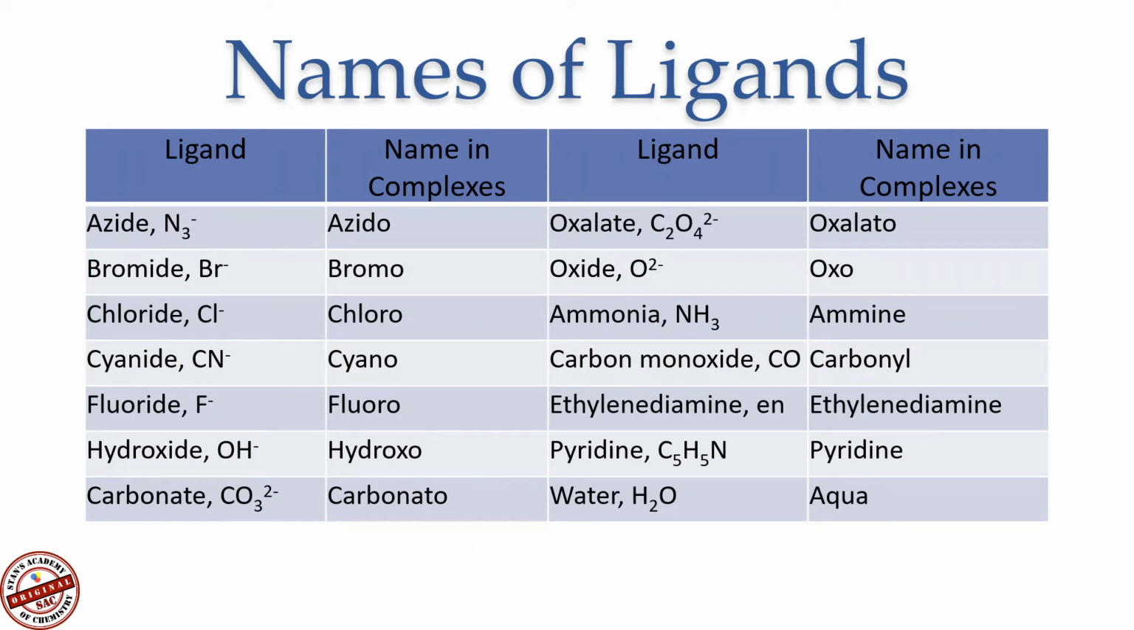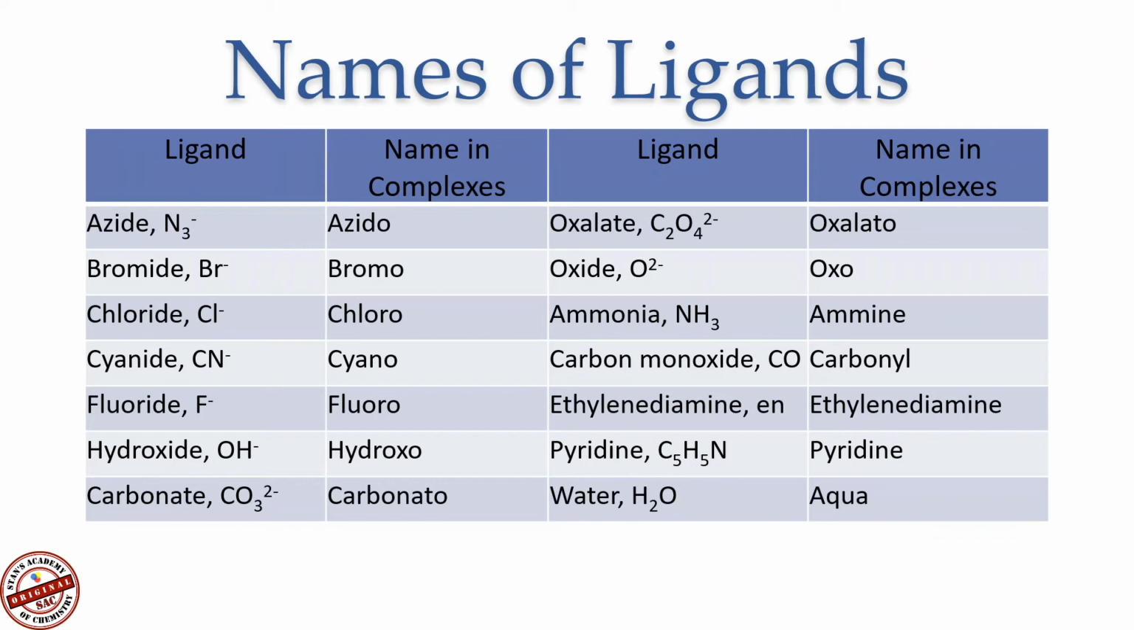Here are some common names of ligands. The first column is the ligand: azide or N3, bromide, chloride, cyanide, fluoride, hydroxide, and carbonate. In the second column, I've given the names of the ligands as they would be written within a coordination sphere. So N3 within the coordination sphere we call azido. Bromide becomes bromo, chloride becomes chloro, cyano, fluoro, hydroxo, carbonato.